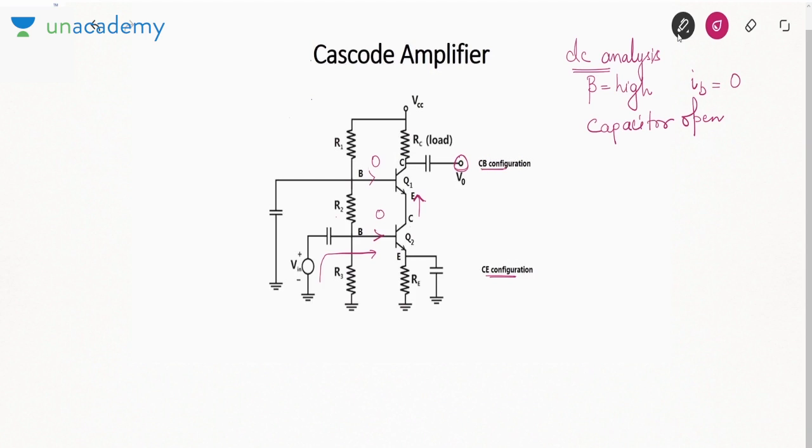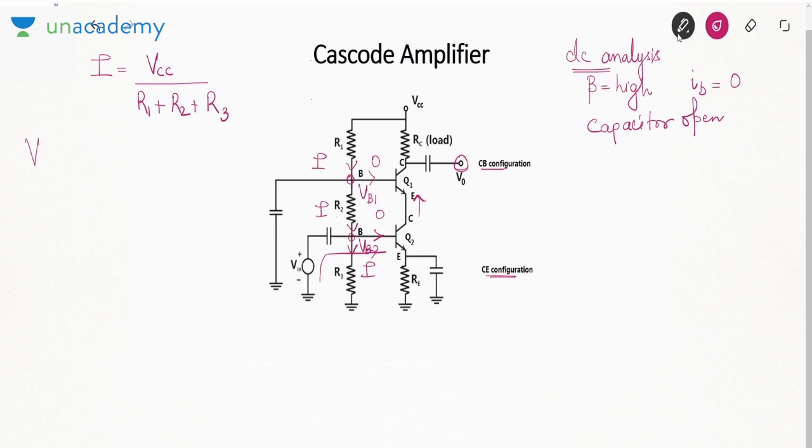Now when you open circuit these capacitors and base current is 0, the current will be same in R1, R2 and R3. Now what will be this current? This current will be VCC over these three resistances, which are now in series, R1 plus R2 plus R3. Now based on this, if you want to find out the base voltage of transistor 1, this is VB1, this is VB2.